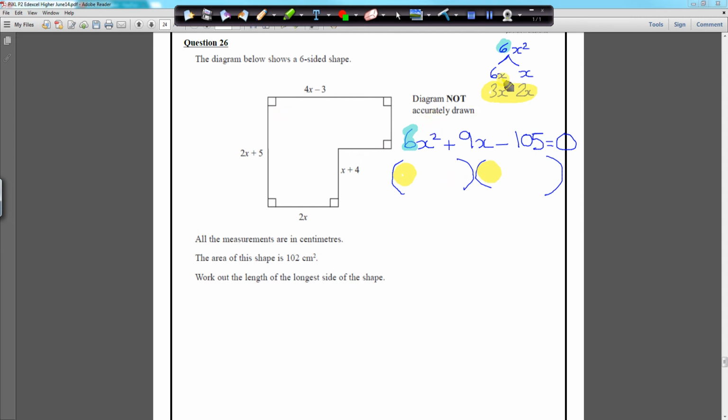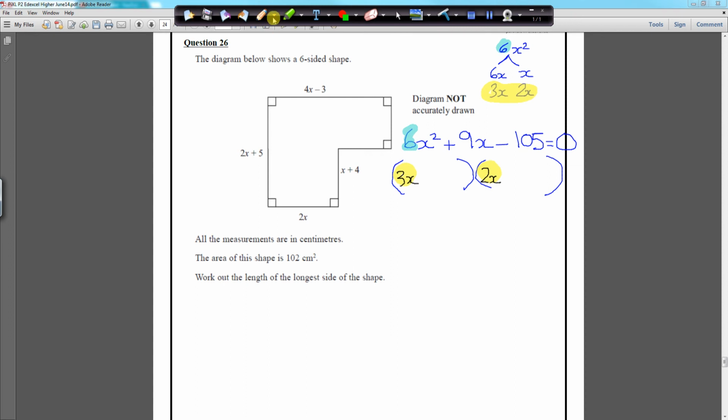The reason I say that is because when you multiply these by 6, whatever factors you have become very big. So I'm going to choose the smaller factor pairs. If they don't work, I can always go back and revert to the other factor pairs. So let's write that down: 3x and 2x.